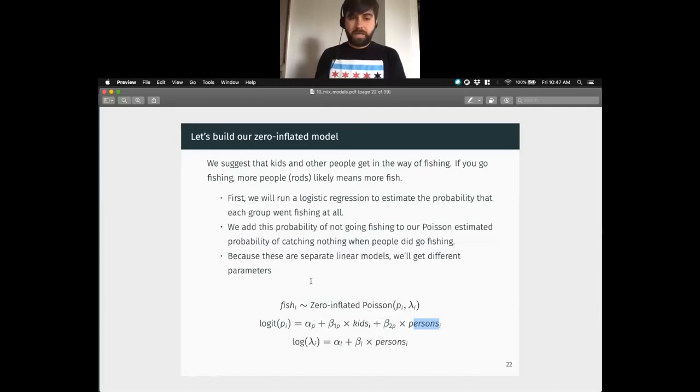So again, first the logistic regression, and then the Poisson regression, right? The log of the expected number of fish, lambda, is a second alpha. So we have alpha p here and alpha L here, 2 different alphas, 2 different models, 2 different linear models here, right? And we can change the variables that are in them. Notice I don't have kids in the second stage of the model. I just have people. Because I think maybe there's 2 processes.